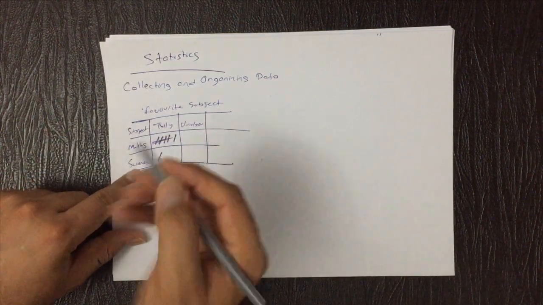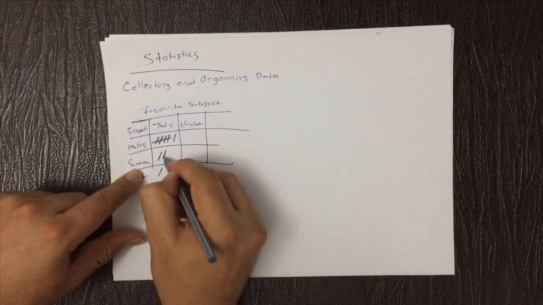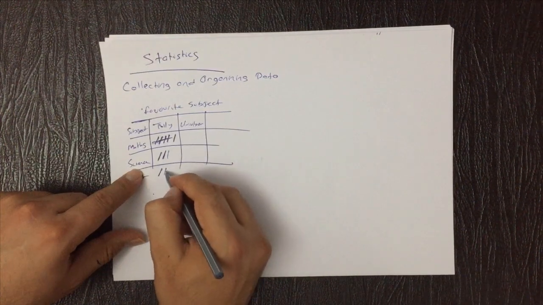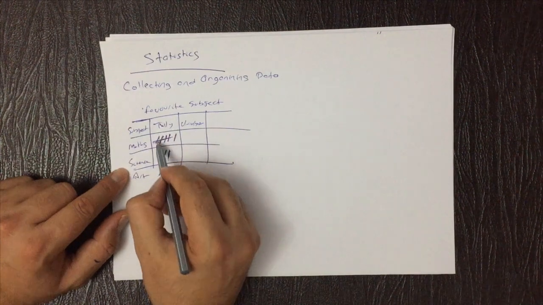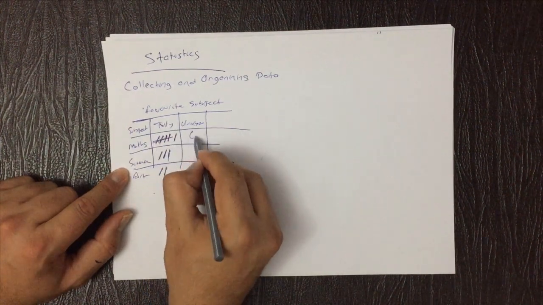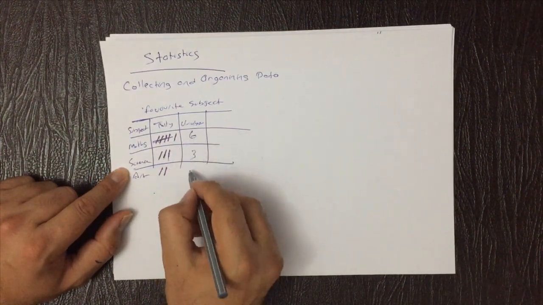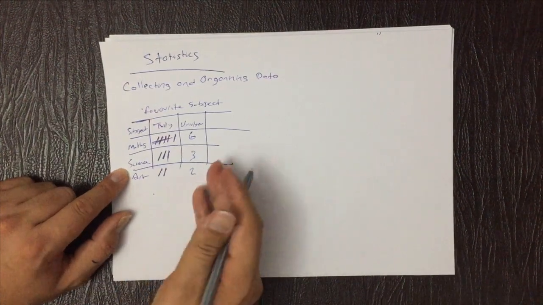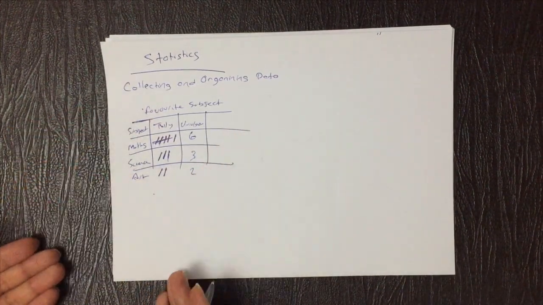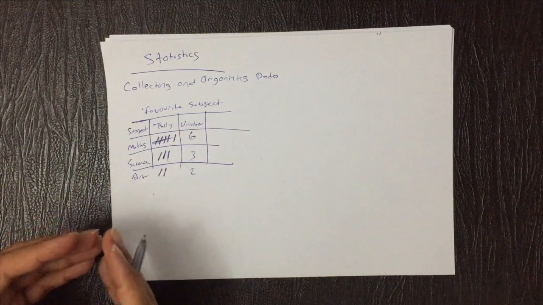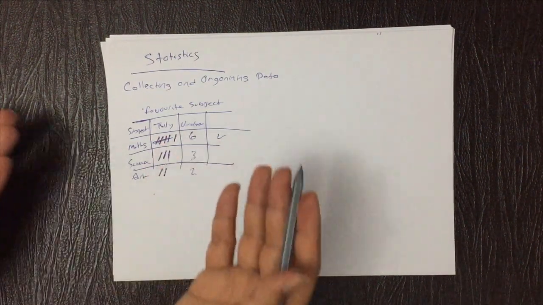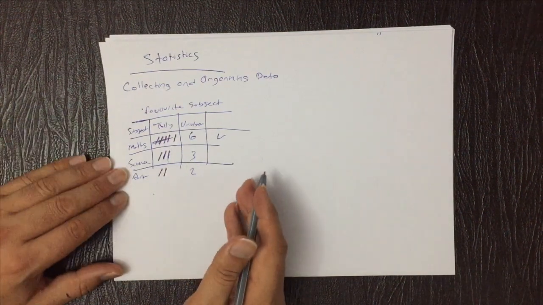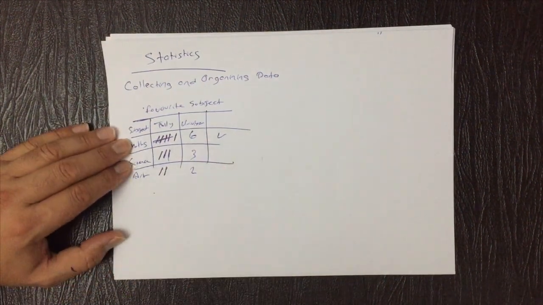Then another one, for example, they ask how many answered for maths? It is 6, for science 3 and for art 2. You can make some comments on this, for example, which lesson is the most favorite subject? Of course, maths, for example, you can tell. You can ask or you can do that.